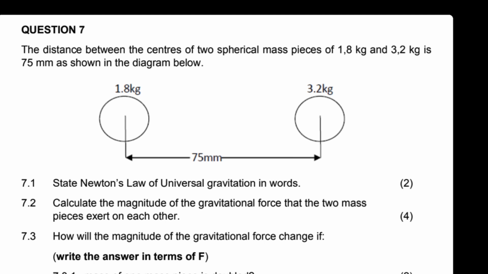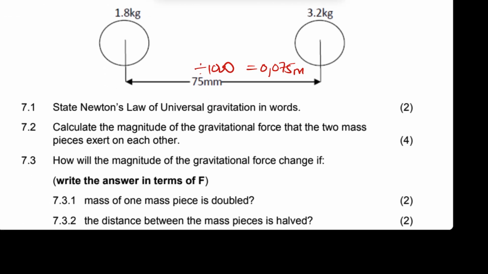Let's cut to the chase. The distance between the centers of spherical mass pieces of 1.8 kg and 3.8 kg is 75 millimeters, as shown in the diagram below. Here are the mass pieces. They have that distance, and you have to convert it. You divide by 1000, so it's going to be 0.075 meters. Right? So what are we going to do here?